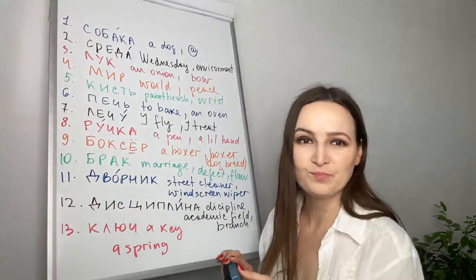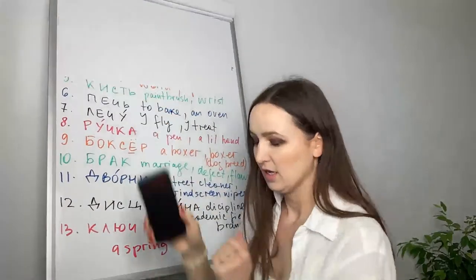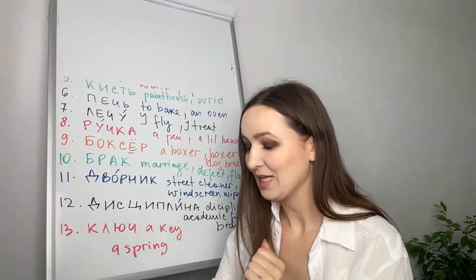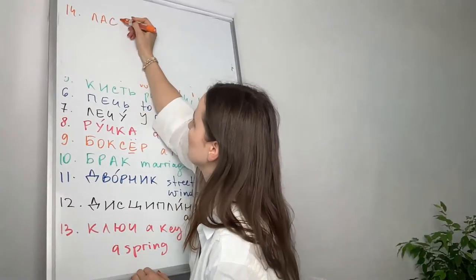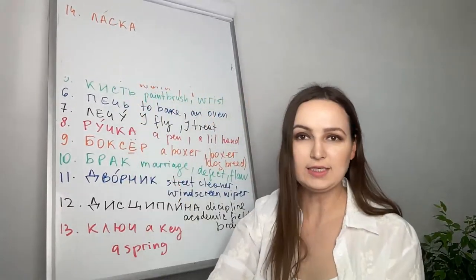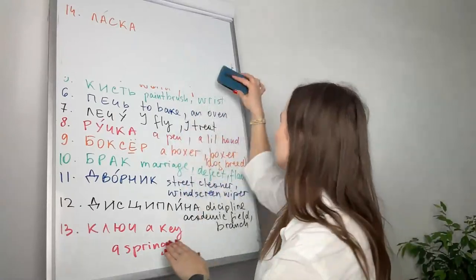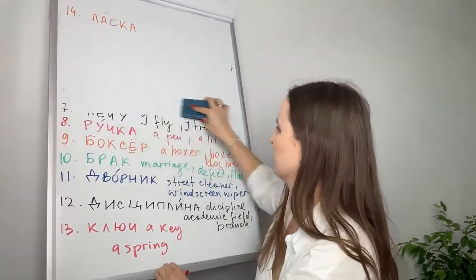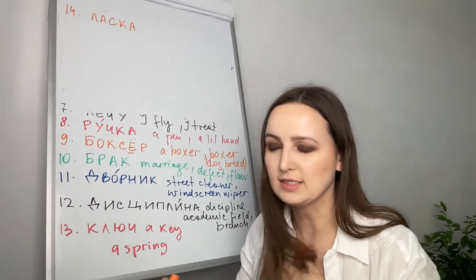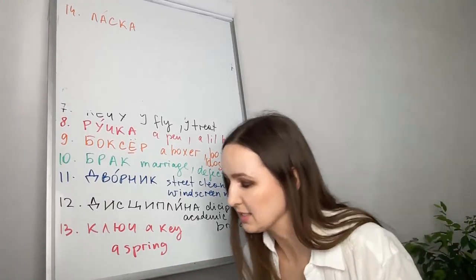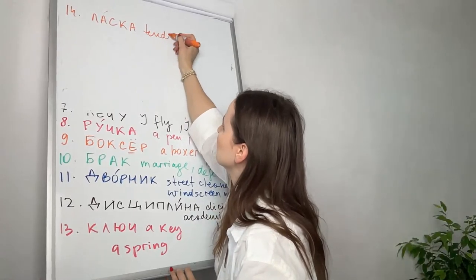Okay, дальше. Следующее слово, the next word, is ласка. 14. Ласка. What is ласка? I'm not sure if you know this word. Yes, ключ or родник, правильно. So, ласка is tenderness. The first meaning is tenderness.